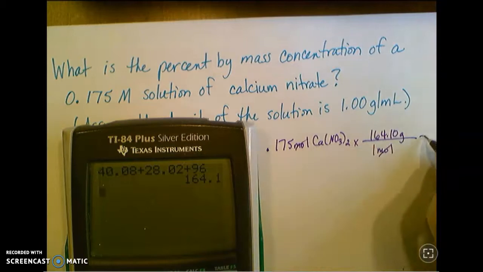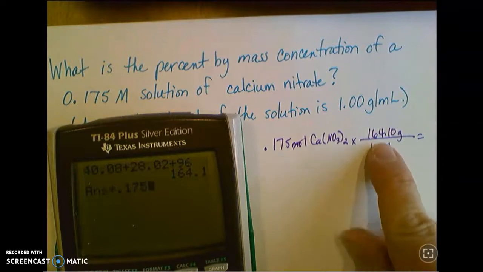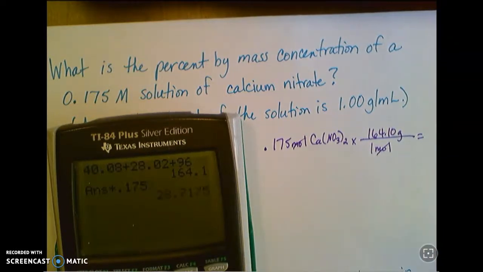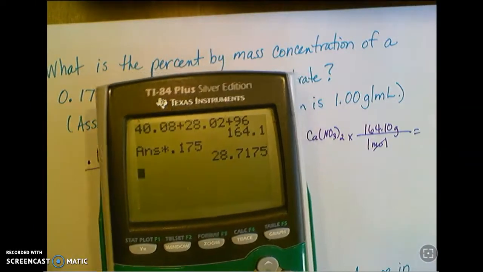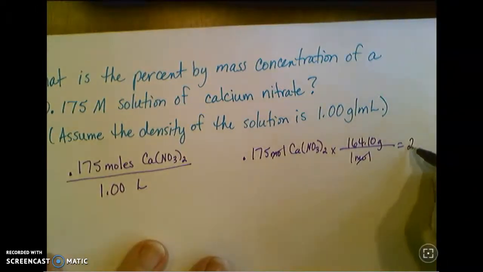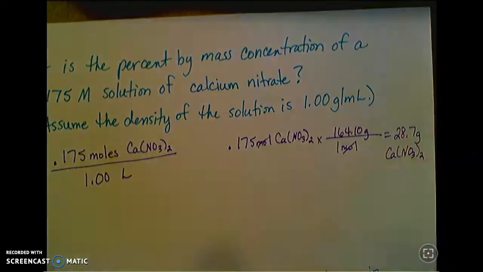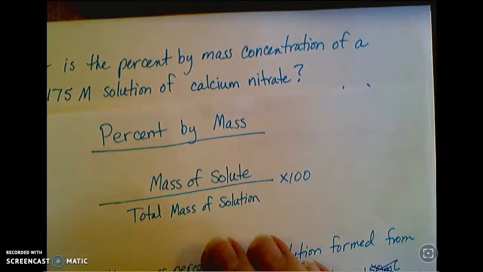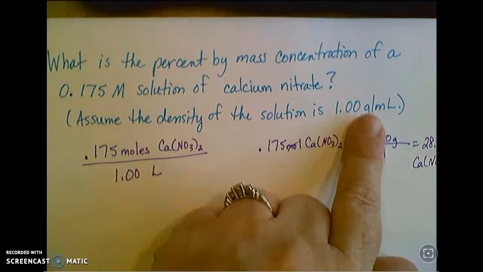So moles cancel out. So in that liter of solution, I'm going to multiply this times this. I actually have, there we go, 28.7175, 3 sig figs, so 28.7 grams of calcium nitrate. So there is my mass of solute. I've got the top part of the fraction that I need. Now I need to find the total mass of solution. That's where your density comes in.